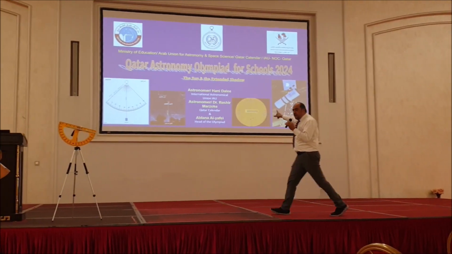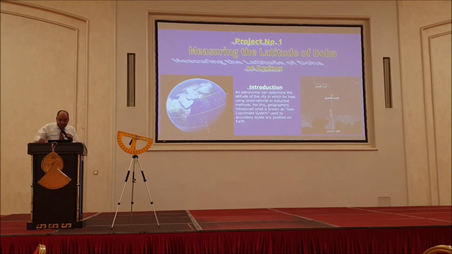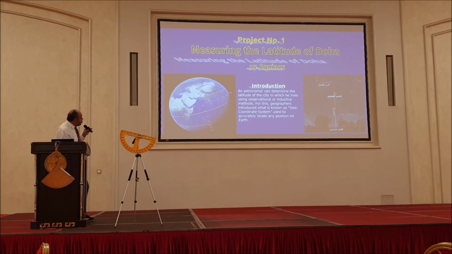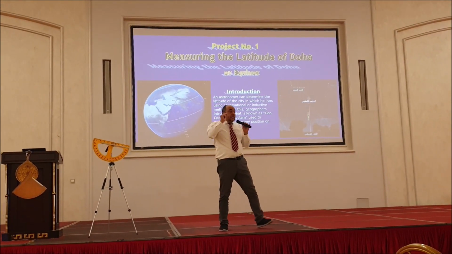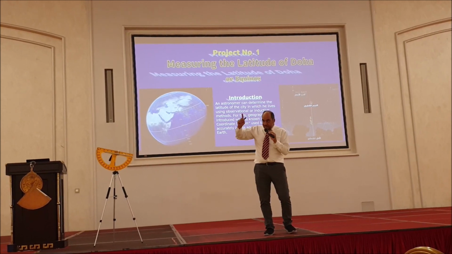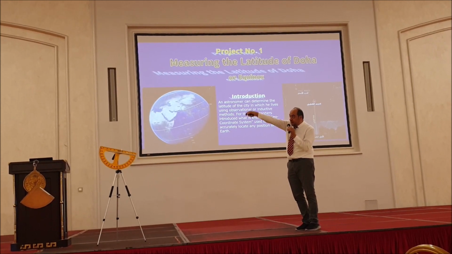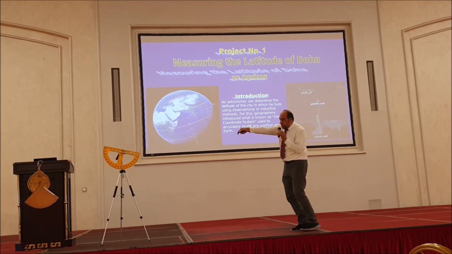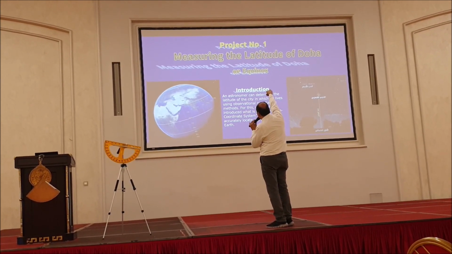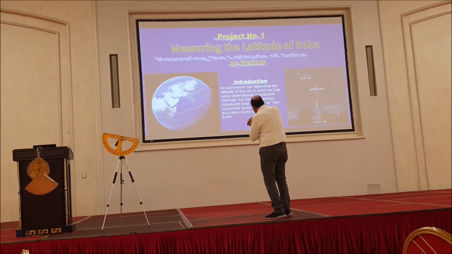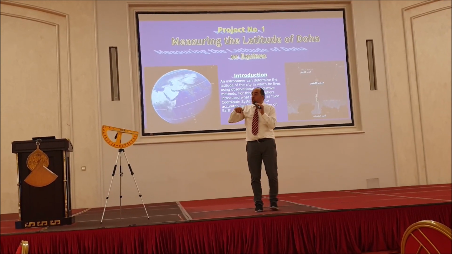Right now, let me tell you what we are going to do about measuring the latitude of Doha. One of the most important things to know about is Polaris. Polaris is the North Star. The height of the North Star above the northern horizon, actually it's this direction, almost. If you see the North Star here, the height represents the latitude of your location.